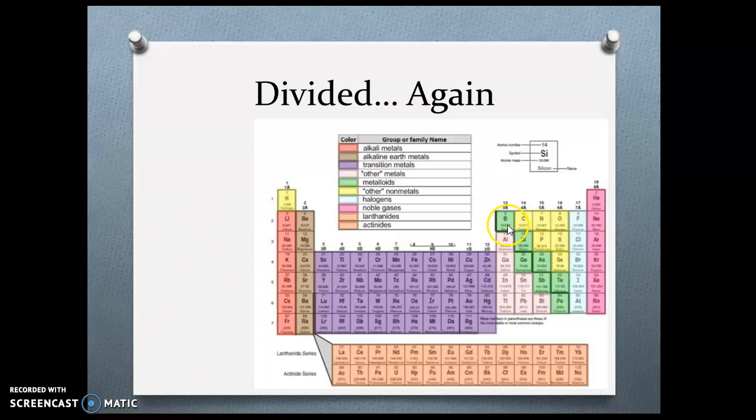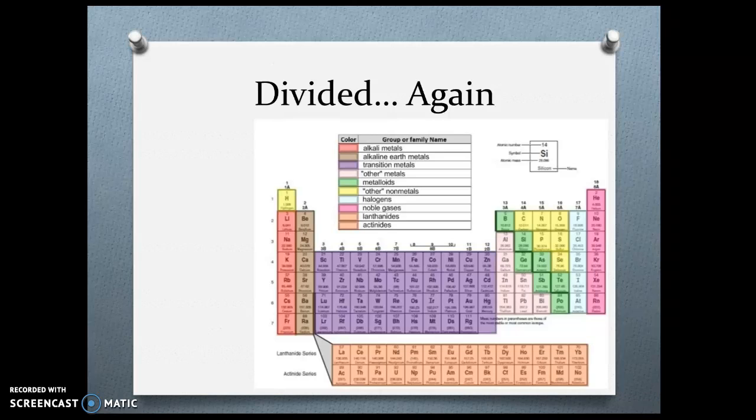Again, we have the metalloids, which divide the metals and the nonmetals of our periodic table. This is shown in green. To the left of the metalloids are the other metals, and to their right are the other nonmetals. Group 17 is comprised of the halogens, and Group 18 wraps up our grouping with the noble gases, which all have full valences with 8 electrons.